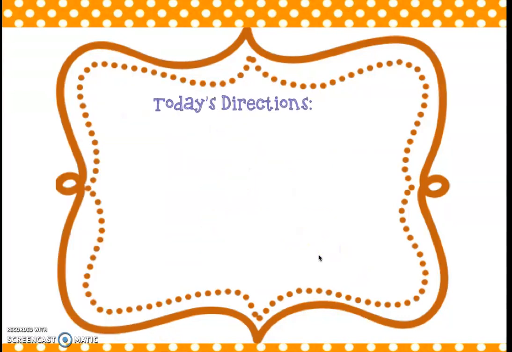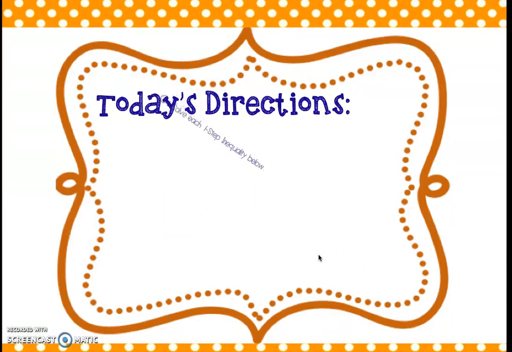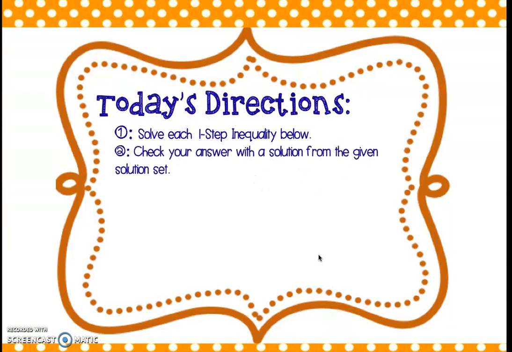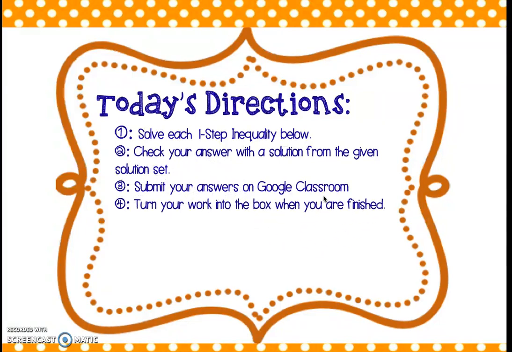Okay, so today's directions. Now that you've finished filling out your notes paper on the front, what you're going to do is solve each one-step inequality on the back. So flip it over, and you're going to do the independent practice all by yourself. You're going to check your answer with the solution given. Solve, check. You're not going to submit your answers on Google Classroom. You're just going to bubble them in on the grade cam at the top of your paper. And then whenever you are finished, turn your work into the box.